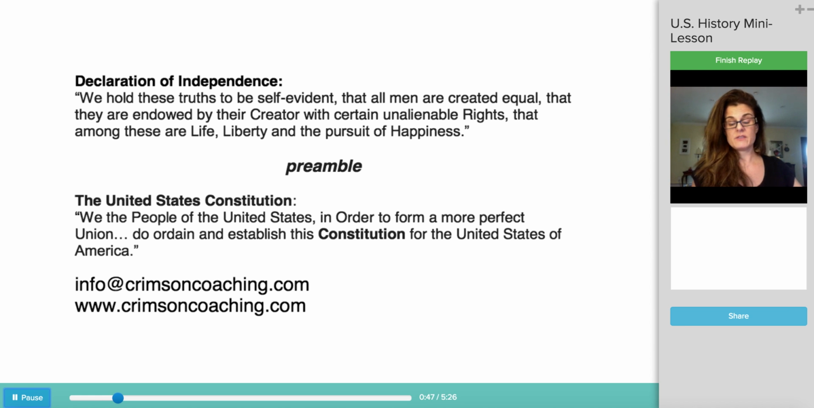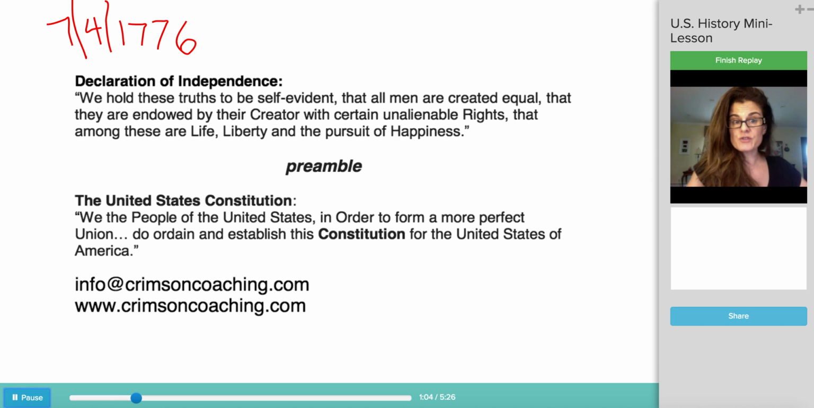As its name implies, the Declaration of Independence declared the 13 North American colonies independent from Great Britain on July 4th, 1776, and formed a new country called the United States. The Declaration, written by Virginian Thomas Jefferson, contains the famous phrase that you might have heard, "We hold these truths to be self-evident, that all men are created equal, that they are endowed by their Creator with certain unalienable rights, that among these are life, liberty, and the pursuit of happiness."